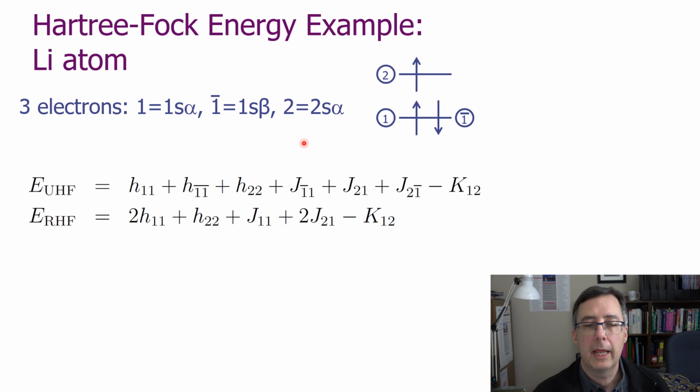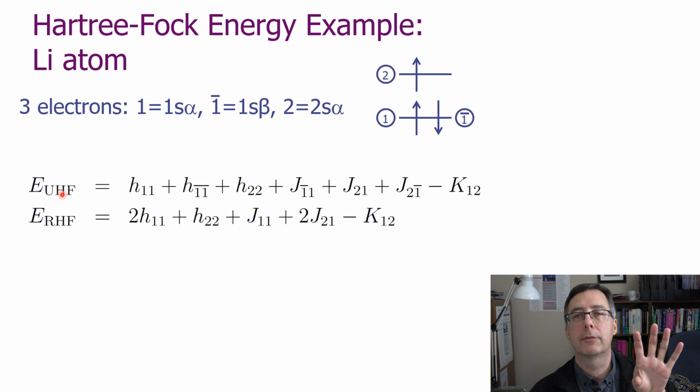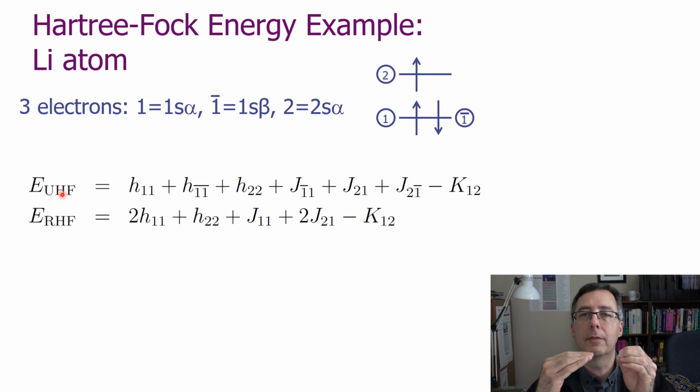And what is the UHF energy for this? So let's, for now, assume I allow the spatial orbitals maybe to have different functions to them if they're alpha versus beta, mainly thinking about these two. Suppose that I allowed these to be in different spatial orbitals. Well, then I need to keep bars on things, so I know I'm talking about this guy's spatial orbital or that guy's spatial orbital.